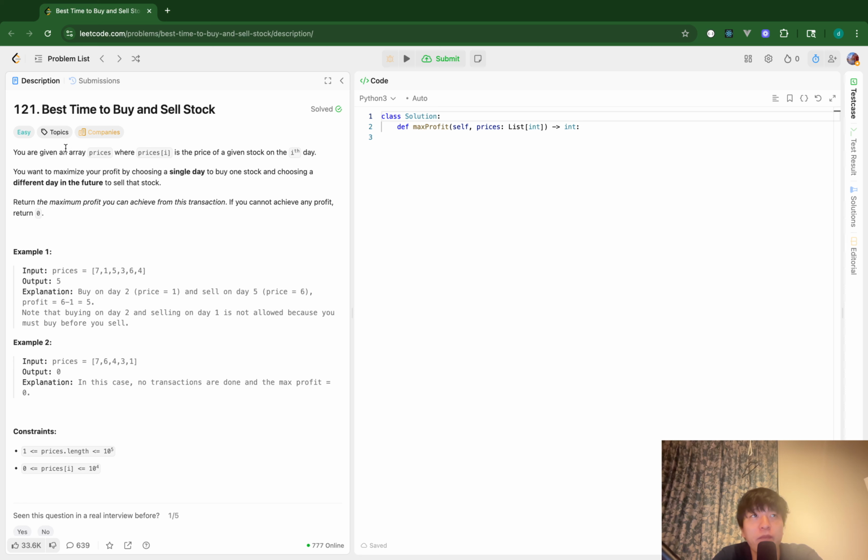So in this question, I'm given an array prices, and prices[i] is the price of a given stock on the i-th day. I want to maximize my profit by choosing a single day to buy one stock and choosing a different day in the future to sell the stock. Return the maximum profit that I can achieve from this transaction. If I cannot achieve any profit, return zero. Okay.